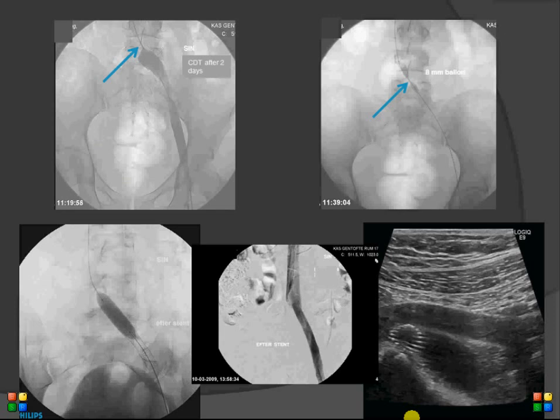Another example, you can see we have lysed this segment now, but there's a tight stenosis, and we are pre-dilating with a balloon, and of course we need to insert a stent, and this can be seen very easily on ultrasonography.